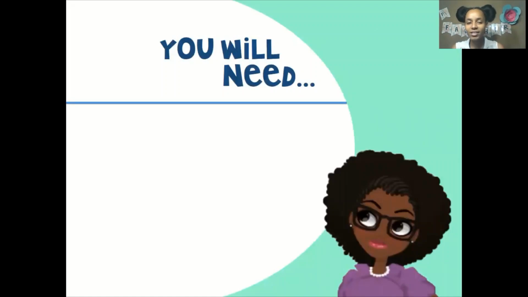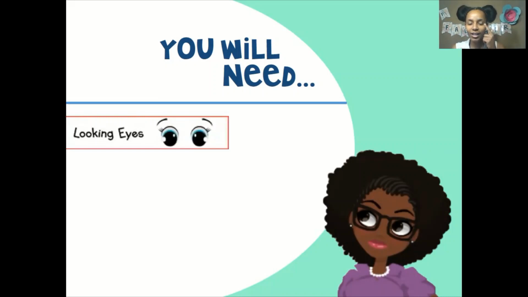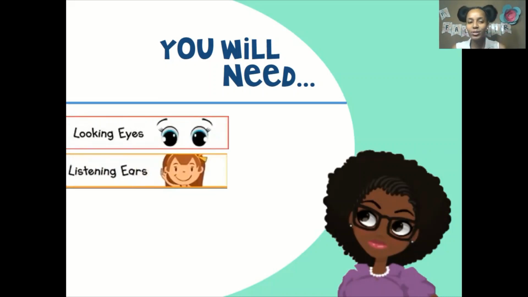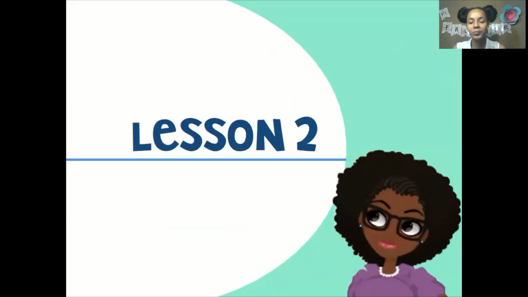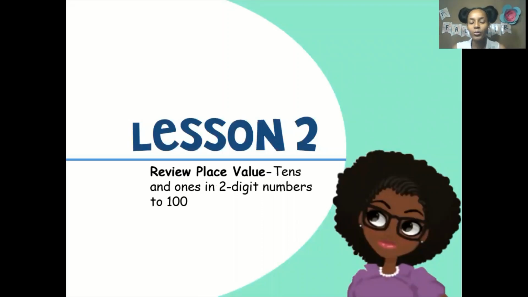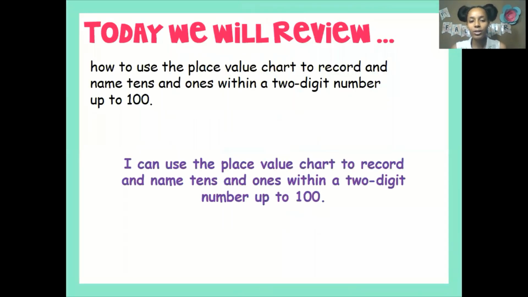Today for our lesson, as always, you will need your looking eyes, your listening ears, your quiet voices, a pencil, and paper. This is our second lesson for the week, so we're going to be reviewing place value, tens and ones in two-digit numbers to 100. So we are going to review how to use the place value chart to record and name tens and ones within a two-digit number up to 100. Remember how we did that in our last lesson? Well, we're going to do it again today, but we're going to play a game for brag bucks.